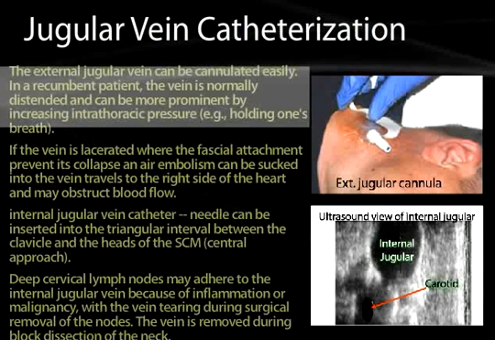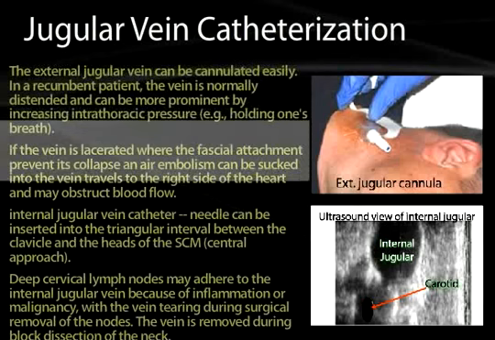A few clinically relevant pearls that you can take for the board preparation would be the external jugular cannulation and the ultrasound that will show the placement of those cannulas and how to avoid the carotid. These can be cannulated in somebody fairly quickly since the vein is normally distended anyways and is more prominent by increasing intrathoracic pressure if you just ask the patient to hold their breath.